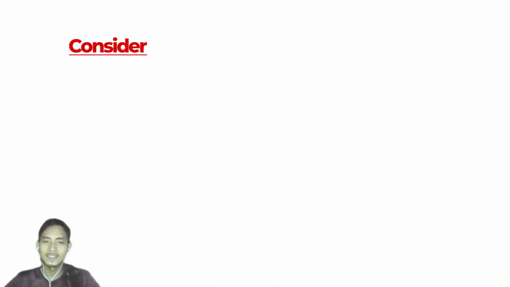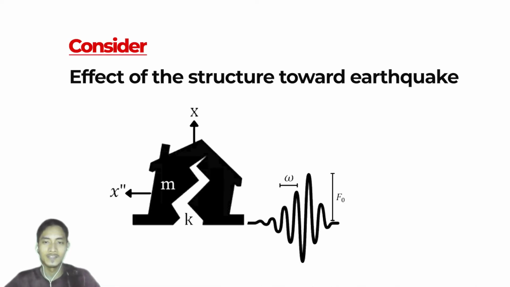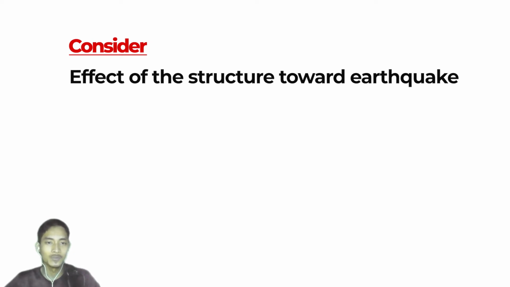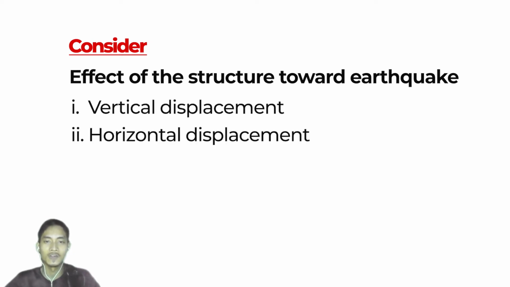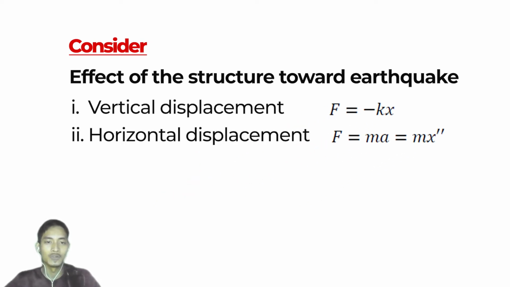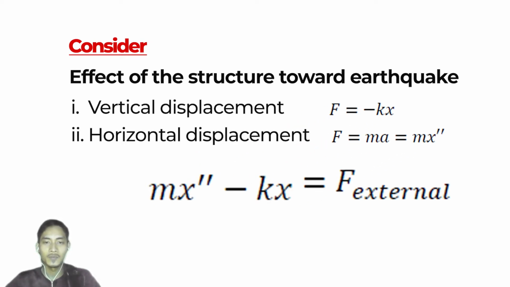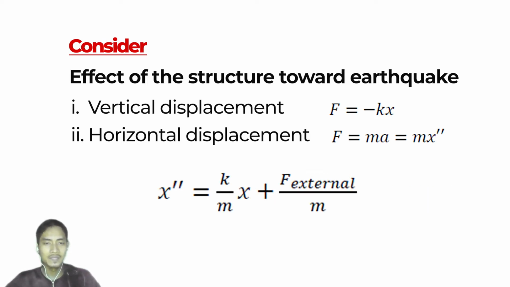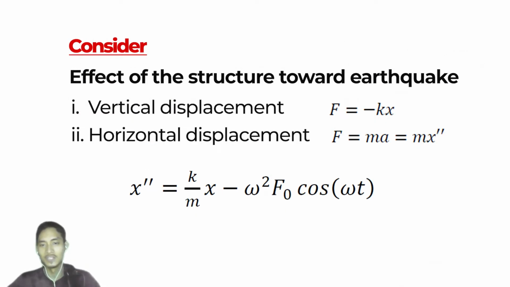First, we want to consider the effect of the structure toward the earthquake. Then, we divide it into two components, which are vertical and horizontal displacement. We took the formula of Hooke's law and Newton's second law to represent the displacement variable respectively. By combining both formulas, an expression for the total force can be derived. We modified it a bit, then this variable represents the magnitude of the earthquake force. We assume the earthquake to be harmonic, and lastly, we got it.